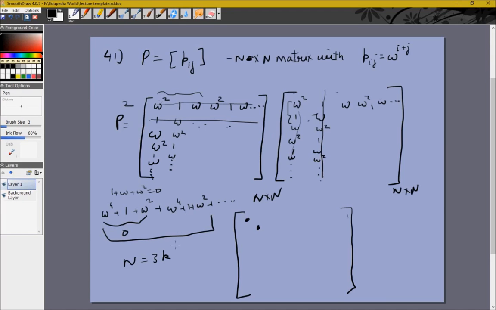So if n is equal to 3k, then for P squared, every term will be 0, which means P squared is equal to 0. So we want P squared to not be 0, that means n should not be equal to 3k. 57 is the only option that is a multiple of 3. So for the other three options, P squared is not 0, which means they will be the answer. So it is B, C and D.